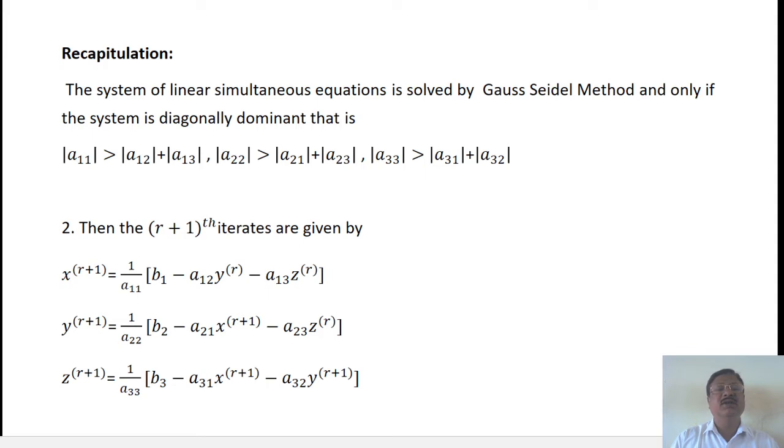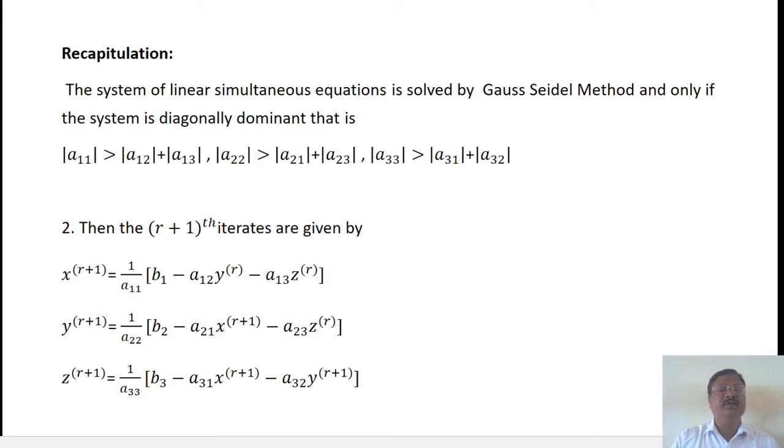is diagonally dominant. So that is, the absolute value of a11 should be greater than the sum of absolute values of a12 and a13. The absolute value of a22 is greater than the absolute value of a21 and a23. Then the absolute value of a33 should be greater than the absolute values of a31 and a32.